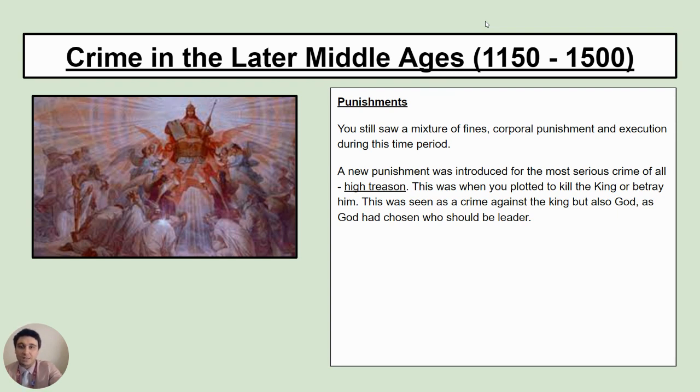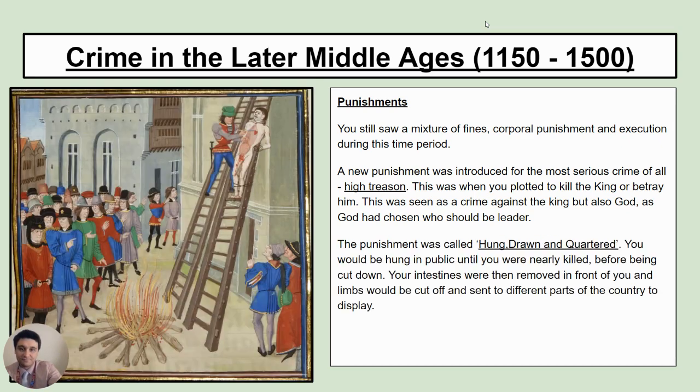This was seen as a crime against the king obviously, but also against God as well. And the idea was that God had chosen who should be leader. God had decided, and if you were trying to remove the leader, you were therefore going against God's wishes. Now, the punishment used was called hung, drawn, and quartered. And this is how it would work.